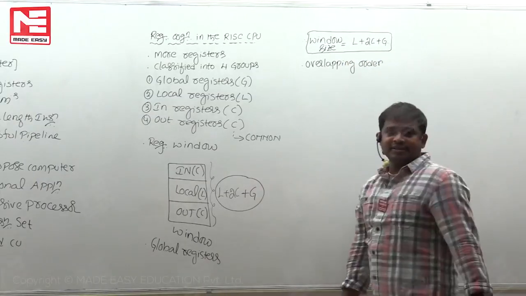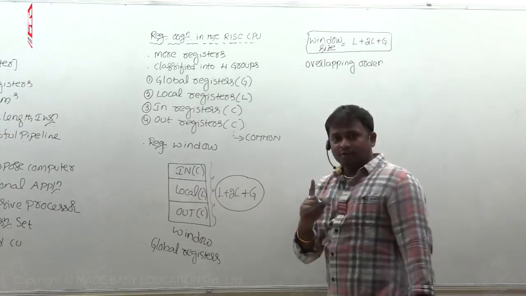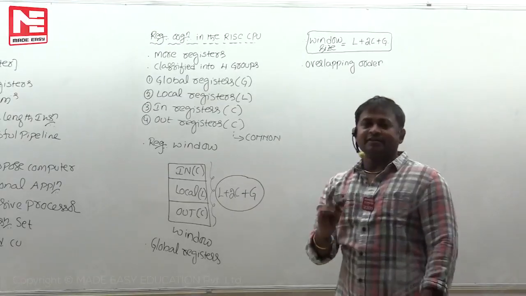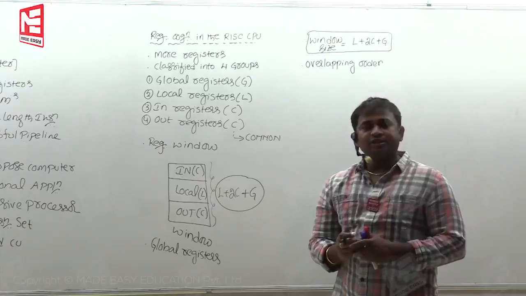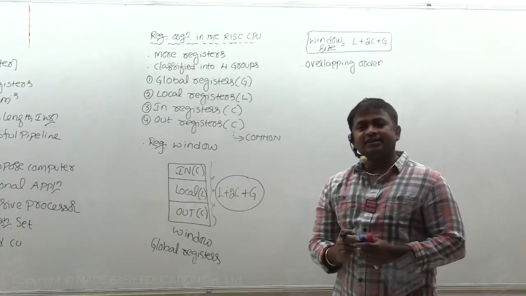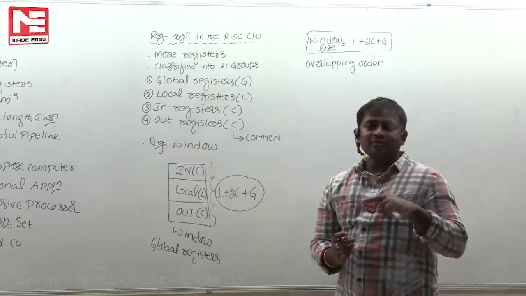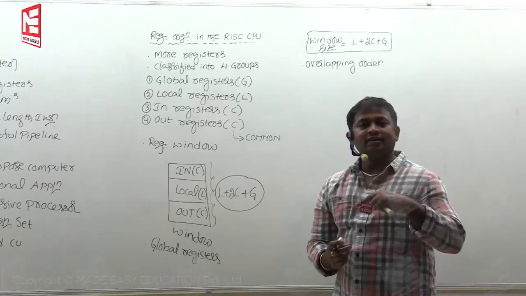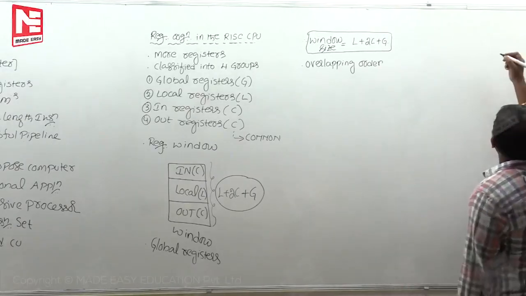Register window organization is in an overlapping order. Overlapping means one window's out registers act as in registers in another window. That is the overlapping. One window's out registers are used as in registers in another window. In that order, all the windows are organized in the RISC CPU. Okay. Now let us see the concept here.